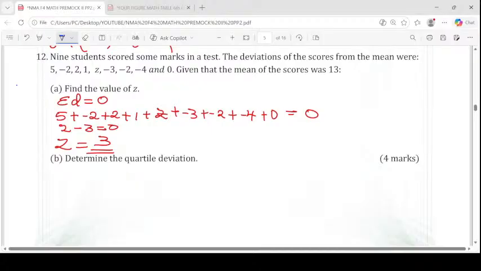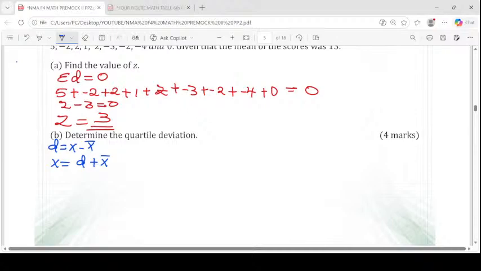After getting the value of z as 3, what do we do here? Determine now the quartile deviation. Before getting the quartile deviation, we need to get the values of x. Remember, deviations are given by x minus x bar. So to get the values of x from the deviations, x will be given by deviations plus the x bar.